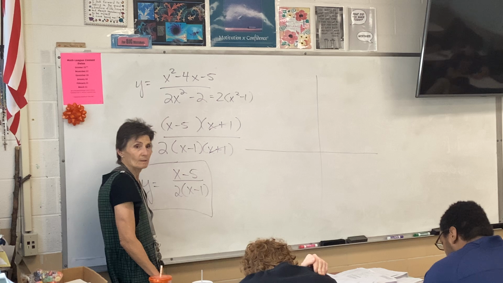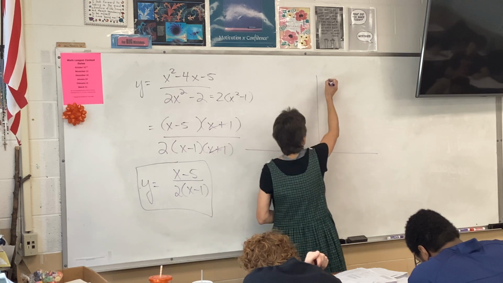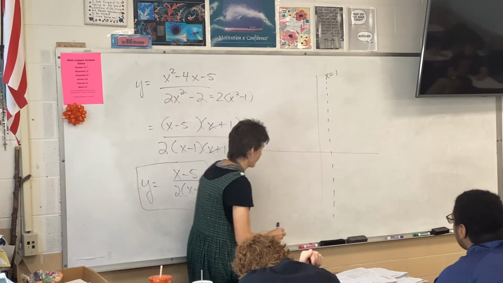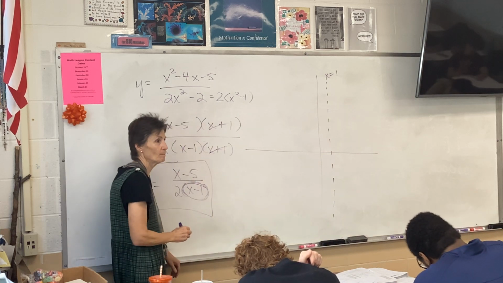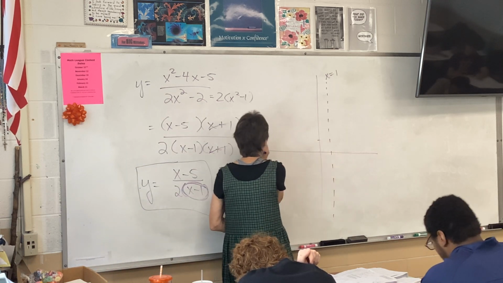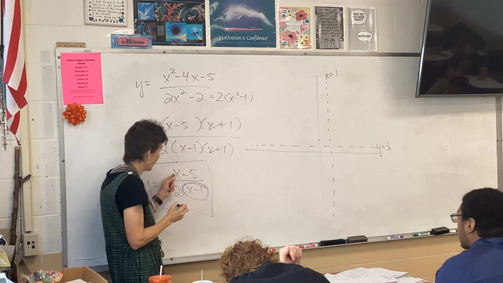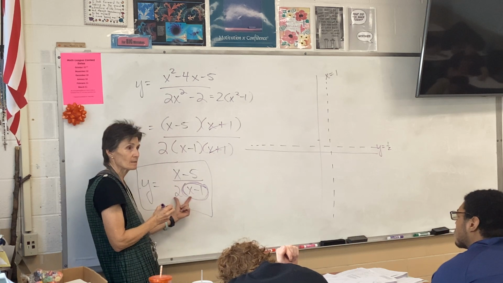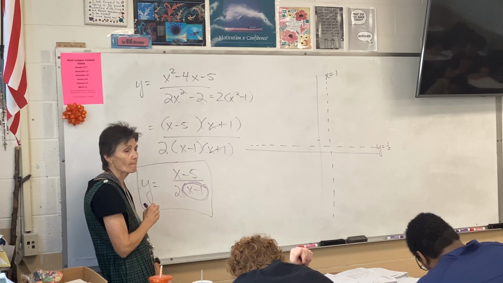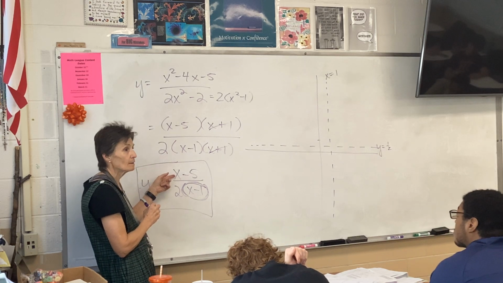Vertical asymptote is x equals 1. Right here, that's where your vertical asymptote comes from, your parentheses. Horizontal is y equals 1/2. Because you have a 1x over a 2x. 1/2. All right, what x? X-intercept. Look here. Where's the x-intercept? 5.